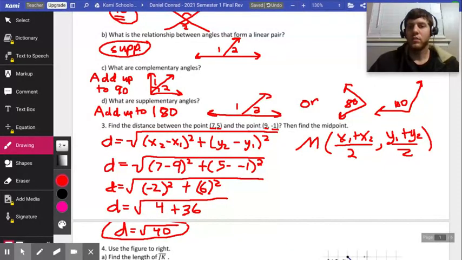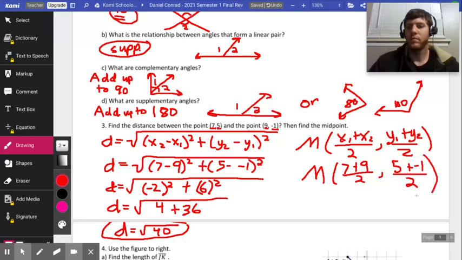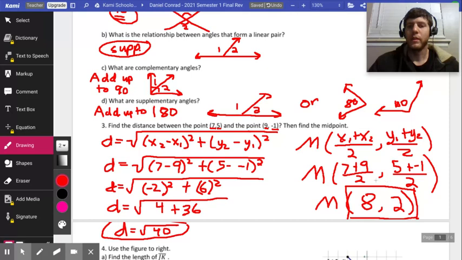So our two x values are 7 and 9. So 7 plus 9 divided by 2, and then 5 plus negative 1 divided by 2. Okay, so 7 plus 9 here is 16, divided by 2 is going to give us 8. 5 plus negative 1 is 4, right? That's the same as 5 minus 1 is 4. Divided by 2 is 2. So (8, 2) here is going to be your midpoint.